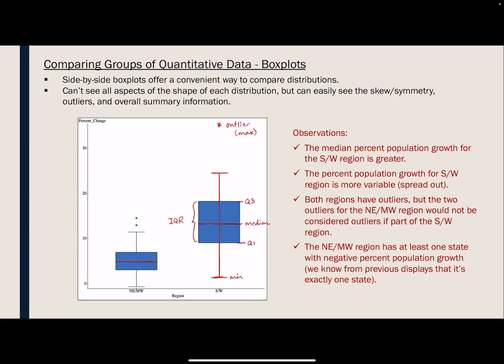Both regions have outliers. So we had this top outlier up here for the Southwest region, and then the Northeast Midwest region shows two outliers, here and here. Now these two outliers, when we were looking at the distribution as a whole, we didn't see these as outliers because they'd be like part of the middle part of the data for the Southwest region. So when we looked at all 50 states, we did not see these two outliers. We did see this one up here when we were first looking at that first histogram.